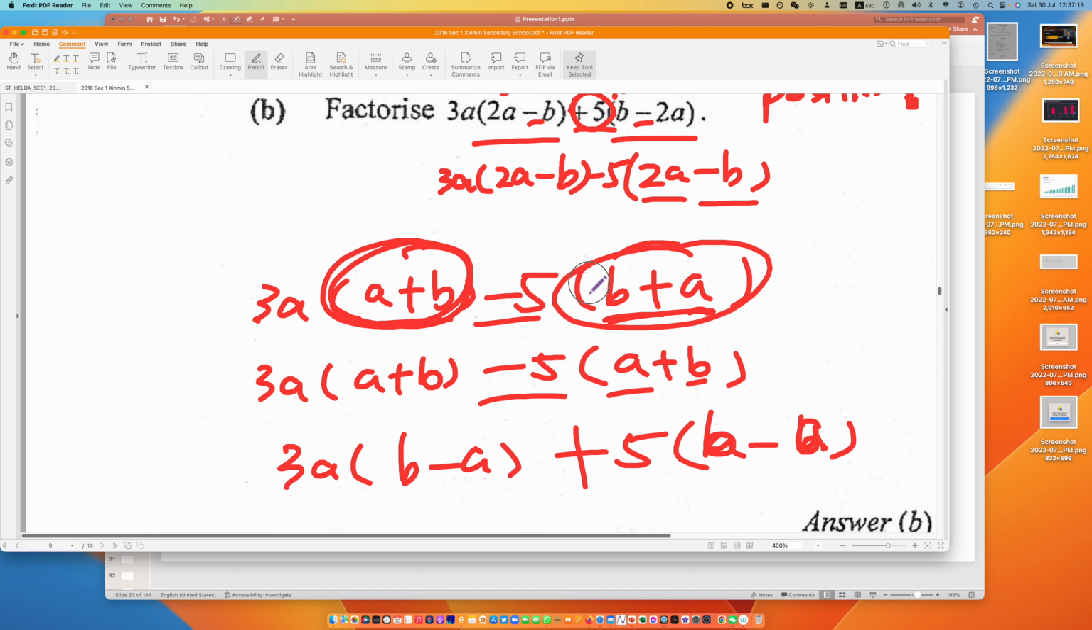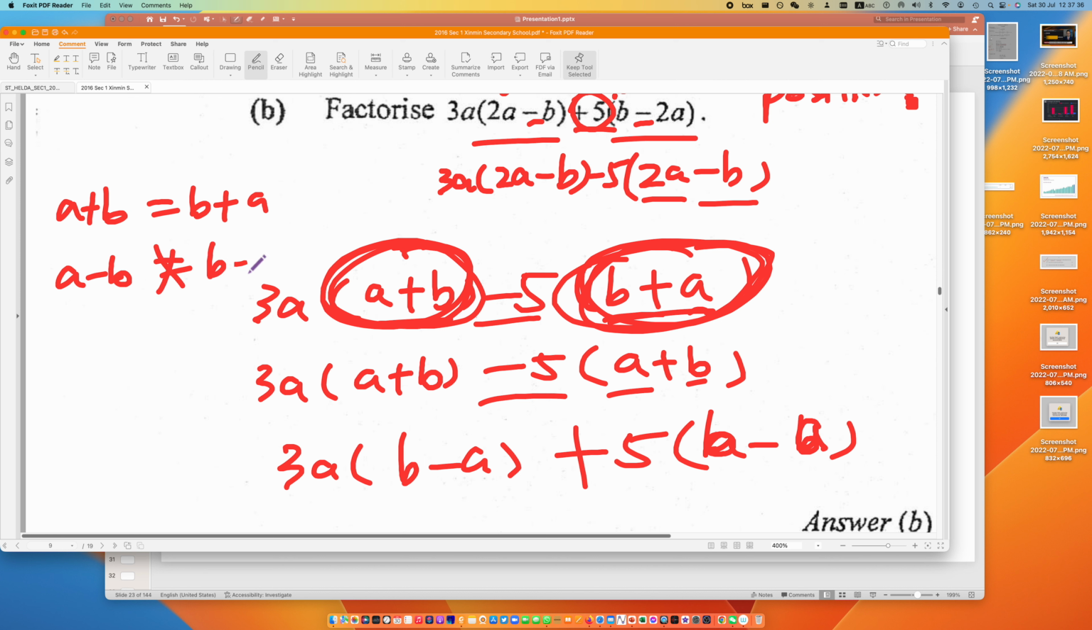Do you know that they are the same thing? Yes. So you don't blindly follow the rules. Which means a plus b is equal to b plus a. But a minus b is not equal to b minus a. That's the reason why when you change the position, you need to change the sign in front. Okay. For this.